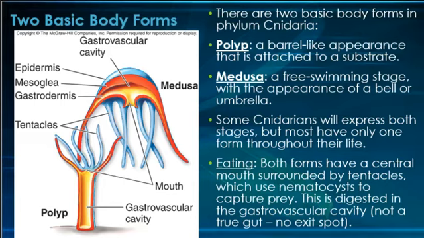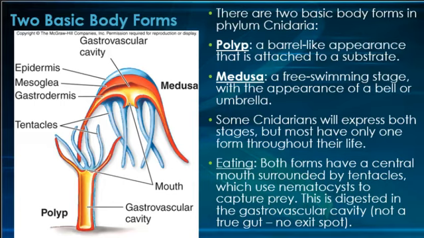I have a jellyfish for us to look at today, but there's really not much to it. It's just a blob, so we'll take a look at it just for fun. Some cnidarians will express both stages during their life cycle. In other words, they might start at the polyp stage, and as they grow older, they turn into the medusa stage. Others stay the same their whole lives.